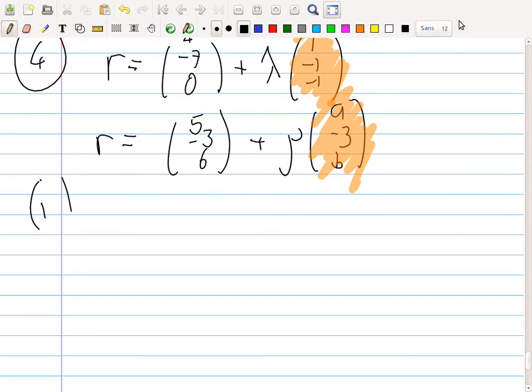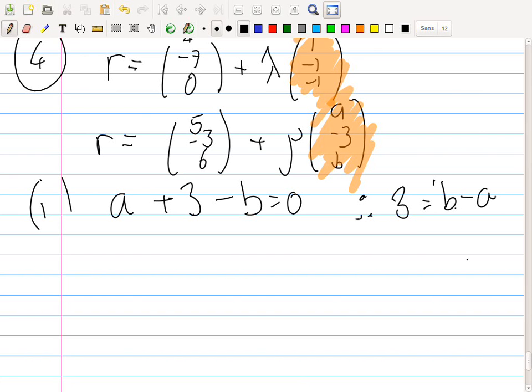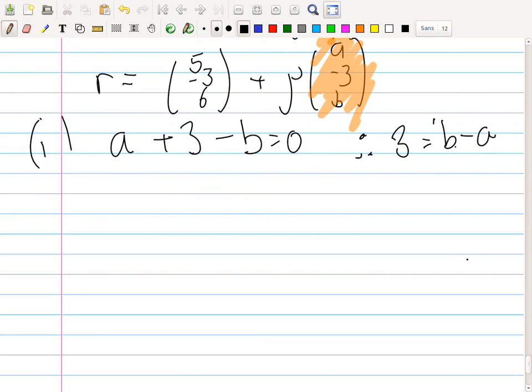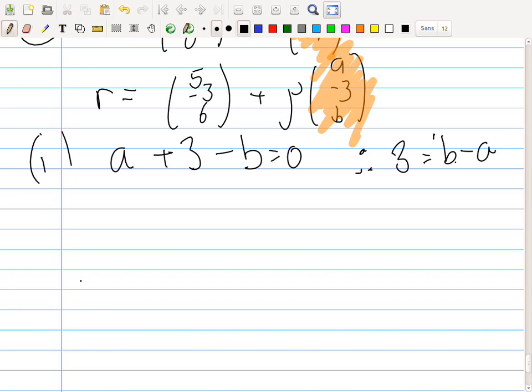So, dotting these together, I get a plus 3 minus b equals 0. Therefore, a minus b equals, well, actually, he wants it the other way around, b minus a. So I'll take them to the right. I get 3 equals b minus a. First question, show that b minus a equals 3. I've done it there in like one line. That's 3 marks. Okay. Part 2 now.